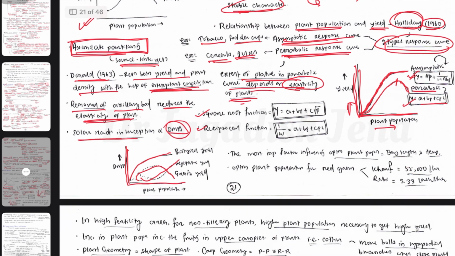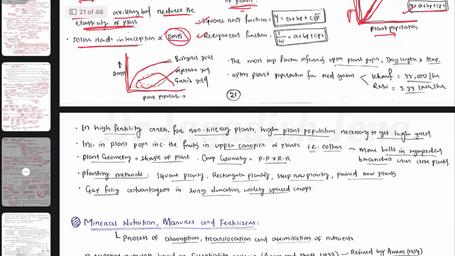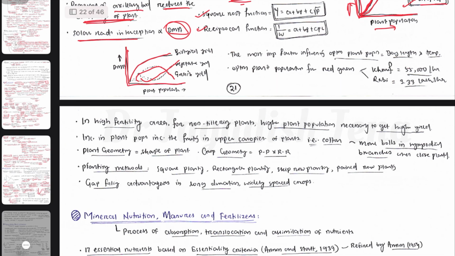So we have discussed plant population, its relationship with yield, and its relationship with dry matter accumulation. But what is the most important factor influencing optimum plant population? That is the canopy coverage, of course. Because canopy coverage, or leaf area index, determines the optimum spacing, and optimum spacing determines the number of plants in the unit area. So it is more governed by day length rather than temperature.